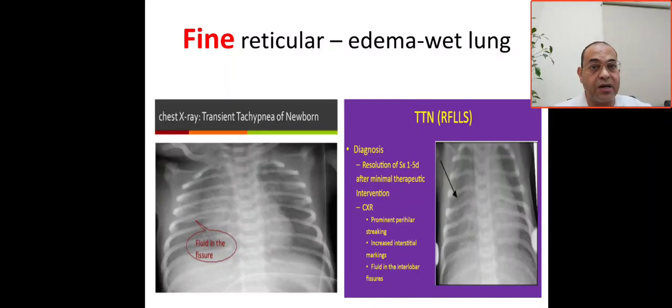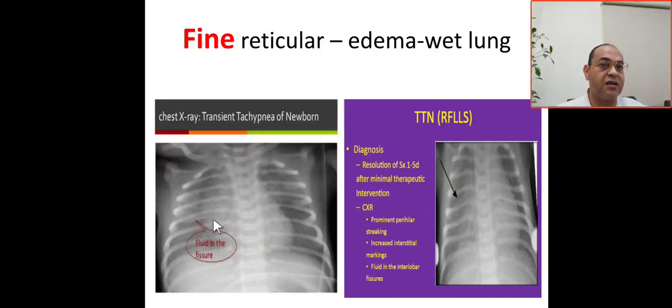Pulmonary interstitial markings, if you see here, will also be more prominent. It's more than two-thirds actually. It will be more prominent. And the most important one is the fluid. You see the fluid in the fissure or interlobular fluid. It will give you a clue.